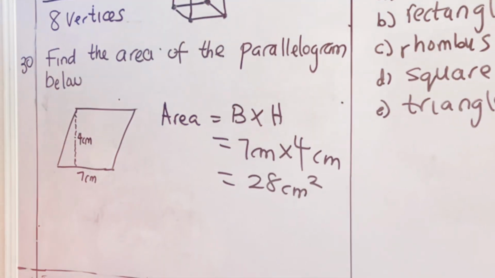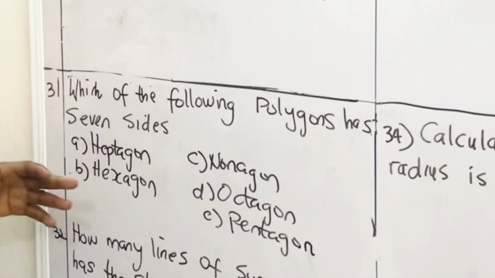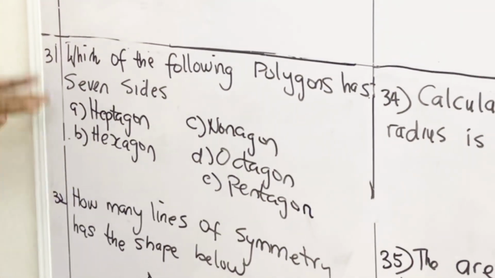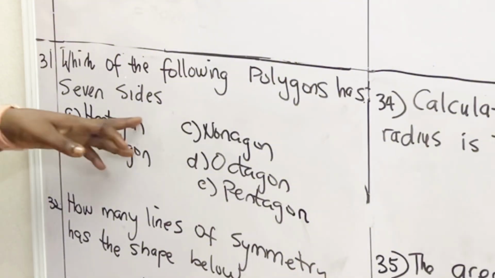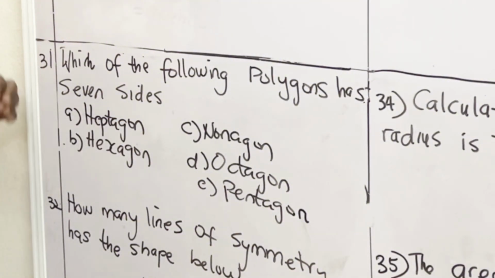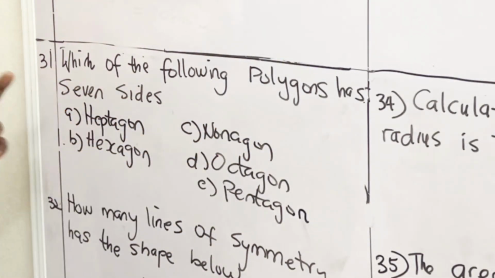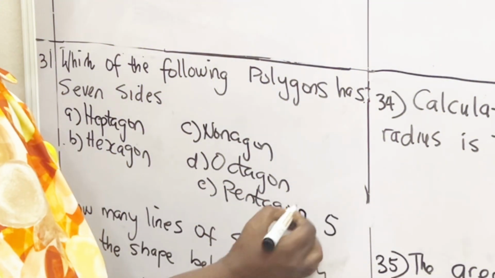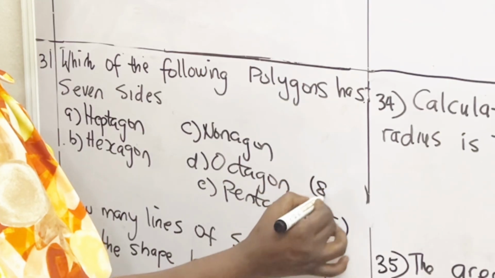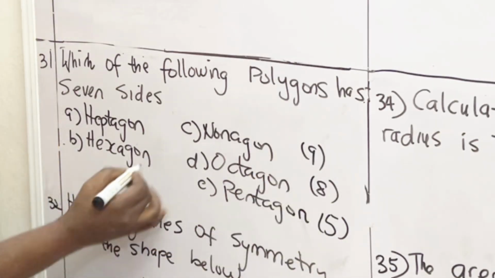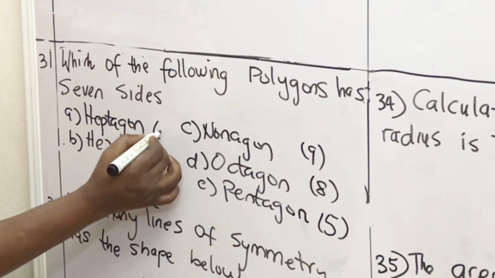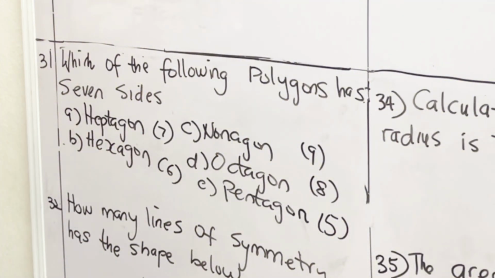The next question says, which of the following polygons has 7 sides? The first one is a heptagon. A heptagon has 7 sides. A hexagon has 6 sides. A nonagon has 9 sides. An octagon has 8 sides, and a pentagon has 5 sides. So what is our answer? Pentagon has 5 sides, octagon has 8, nonagon has 9, hexagon has 6 sides, and heptagon has 7 sides. So our answer is A, which is heptagon.